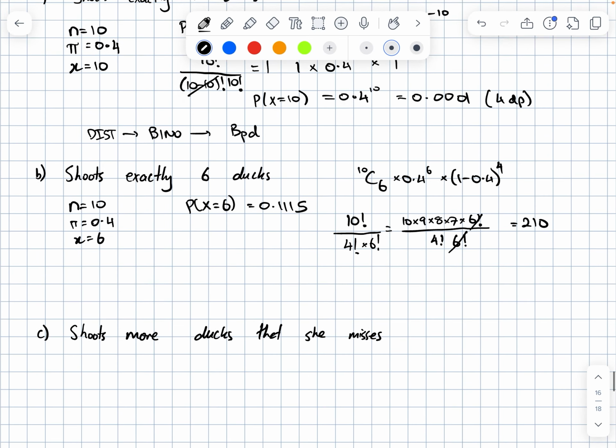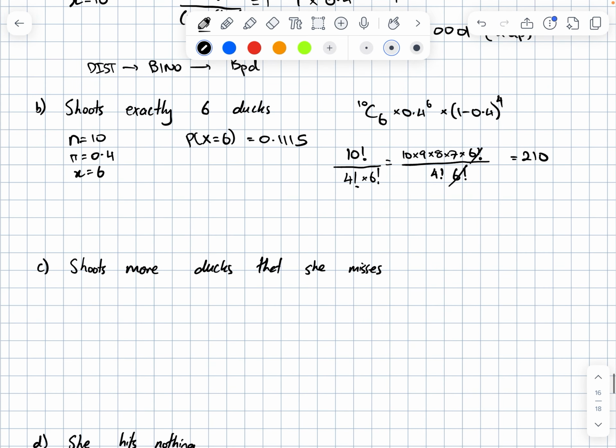Okay, C. What is the probability that she shoots more ducks than she misses? Now, since she's shooting at 10 ducks, that means that she has to hit more than 5. 5 is the same, that's not what we want. We want the probability that x is greater than 5.